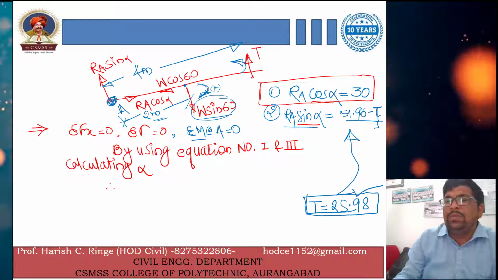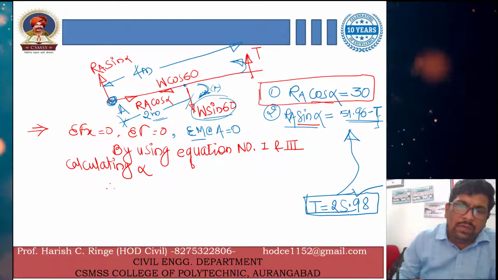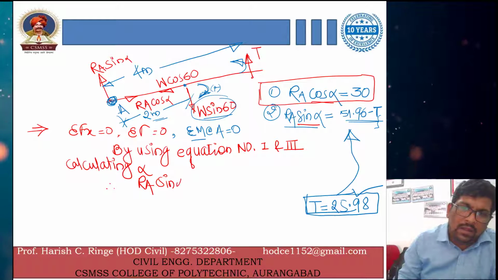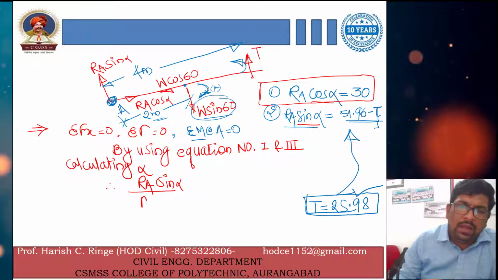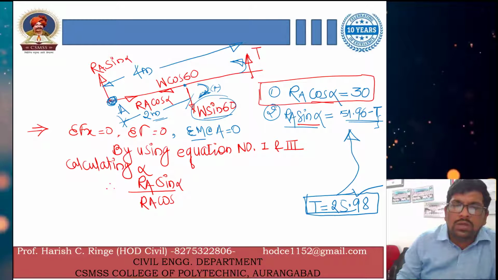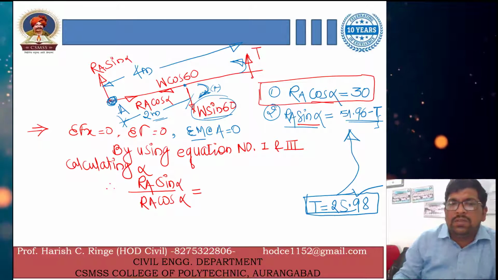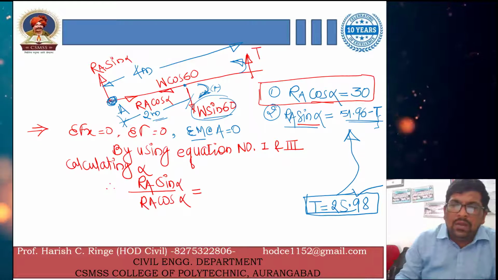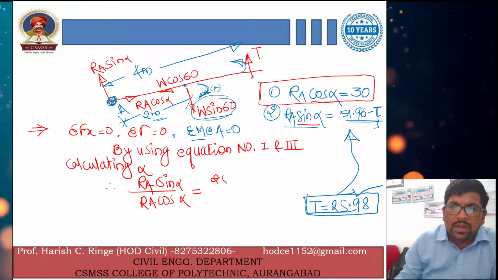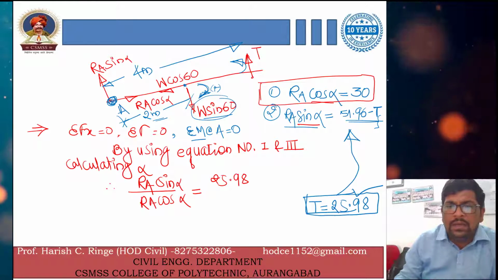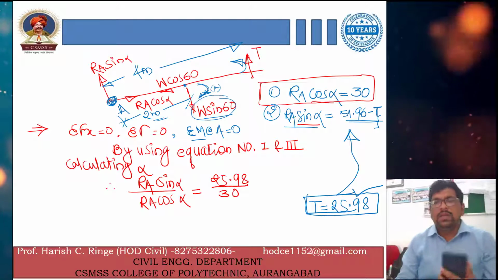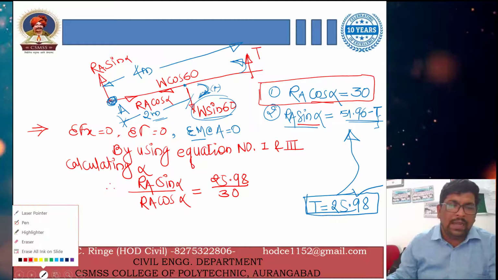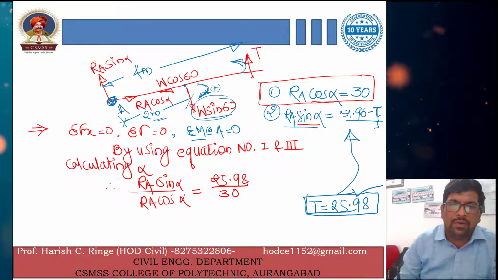Therefore, for calculating alpha, we are going to use these two conditions, sine alpha divided by cos alpha. So I will write down Ra sine alpha divided by Ra cos alpha, which is equal to, writing the value for Ra sin alpha, that is nothing but 25.98, right? So 25.98 divided by 30. So just go through this problem properly and see what is happening over here.